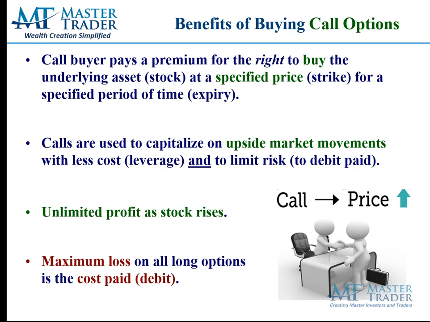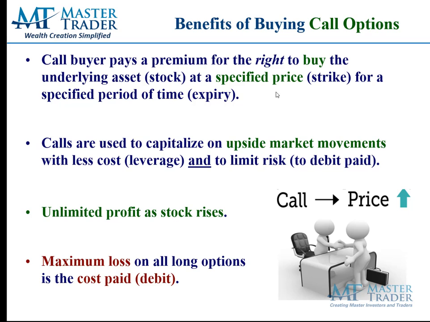Let's define what a call and put option is and then give you some examples. When you buy a call option, you pay money called a premium, and that gives you a right, not an obligation, to buy the underlying asset, which in this case is a stock, but you can also buy call options on currencies, commodities, futures. But we're focused on stocks at an agreed upon price. That's referred to as the strike price for a specified period of time. That's when the contract expires, expiration date or expiry.